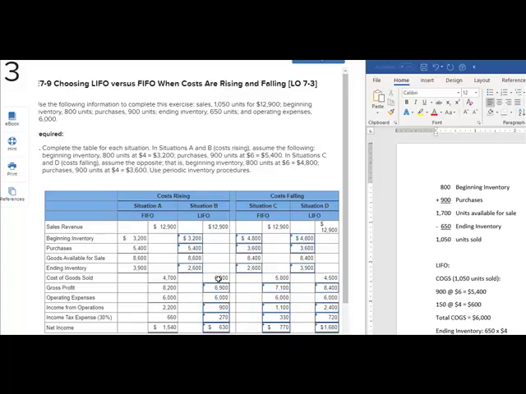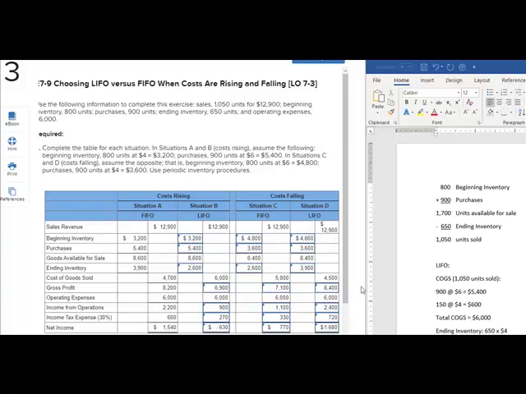And then to finish the rest of the section, you simply subtract cost of goods sold from sales revenue to get gross profit, subtract the operating expenses to get income from operations, multiply that by 30% to get our tax, and then subtract it from the income from operations to get our net income.